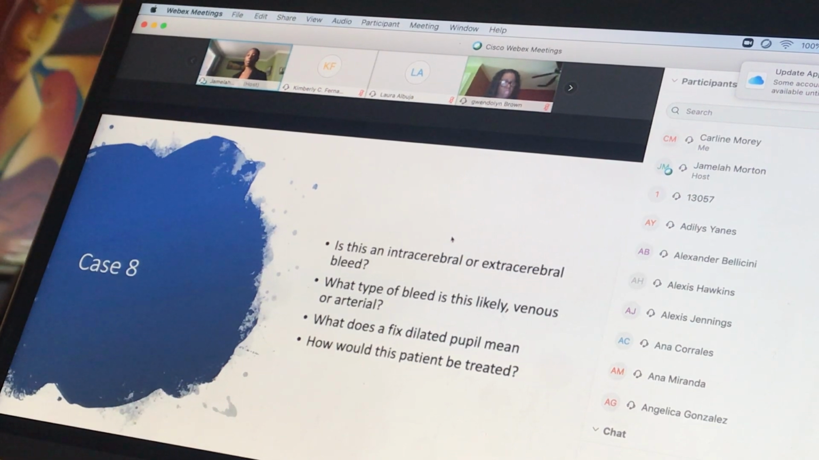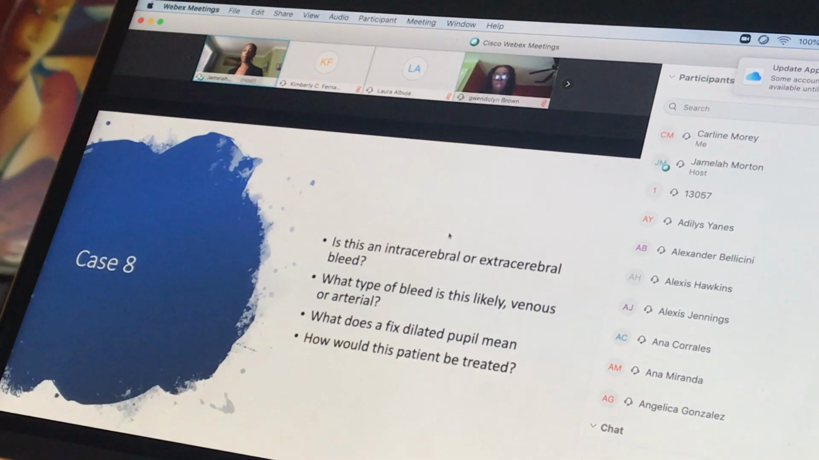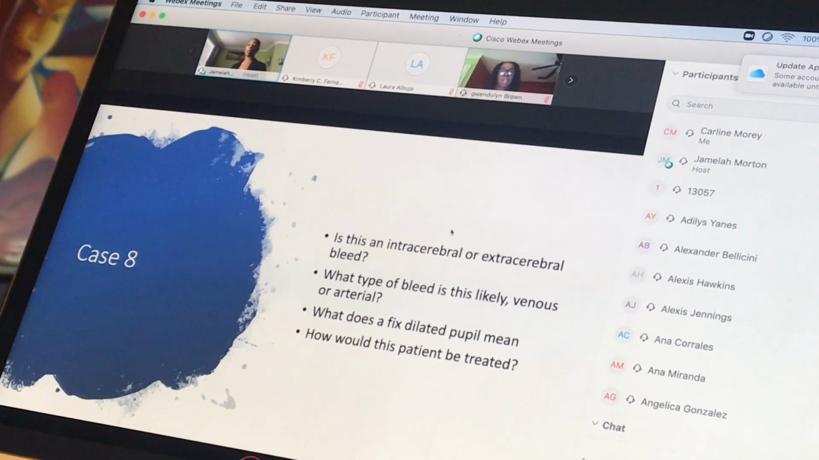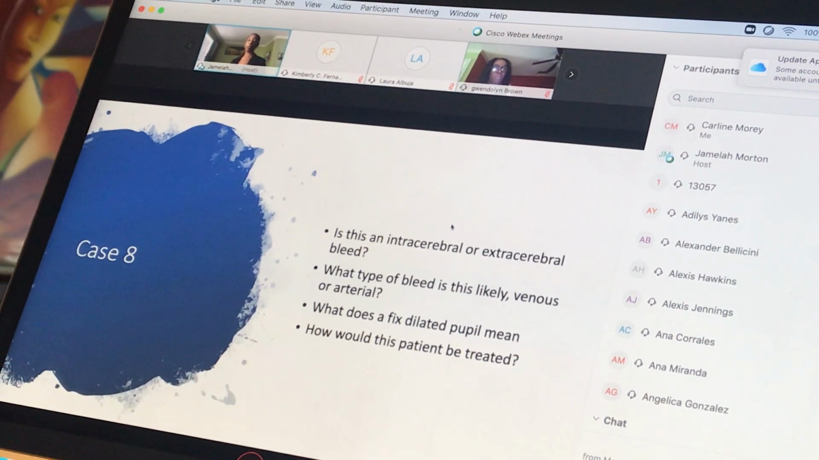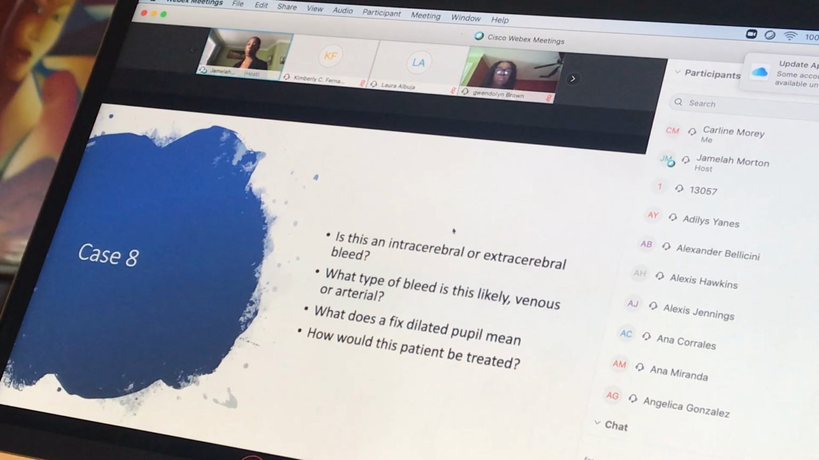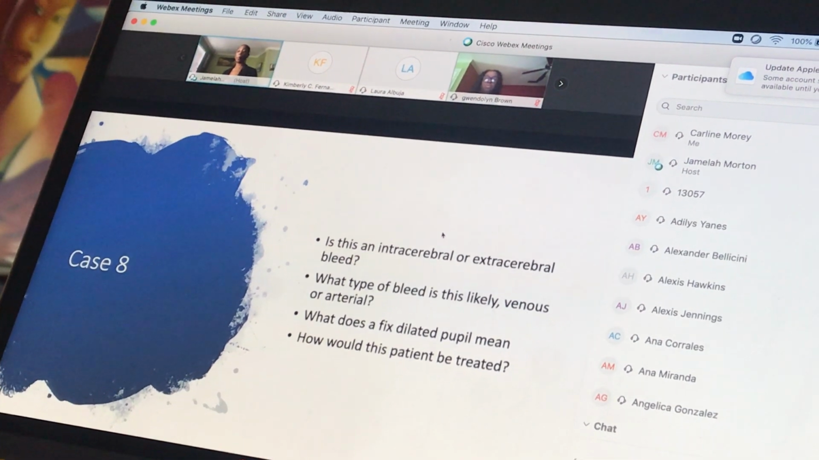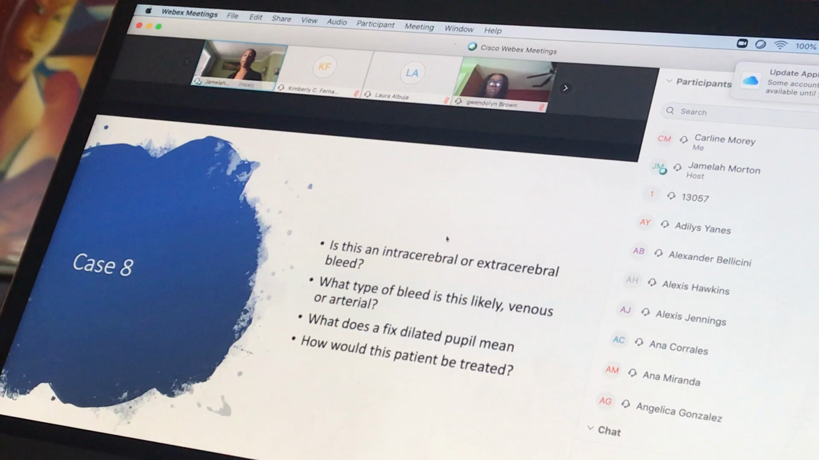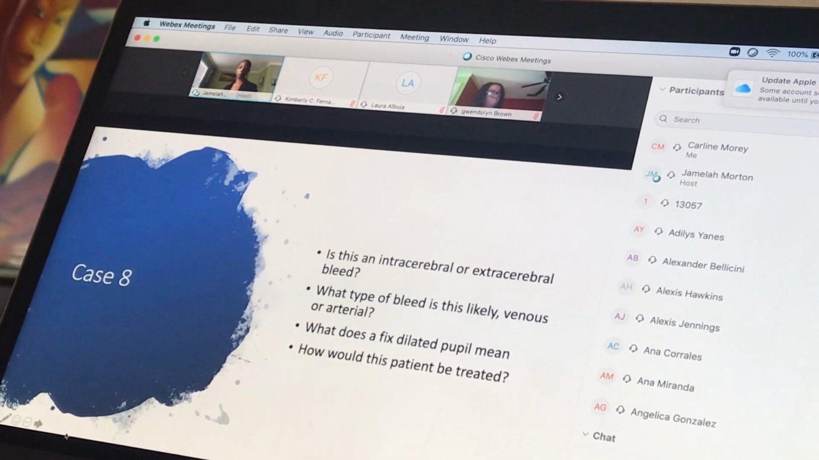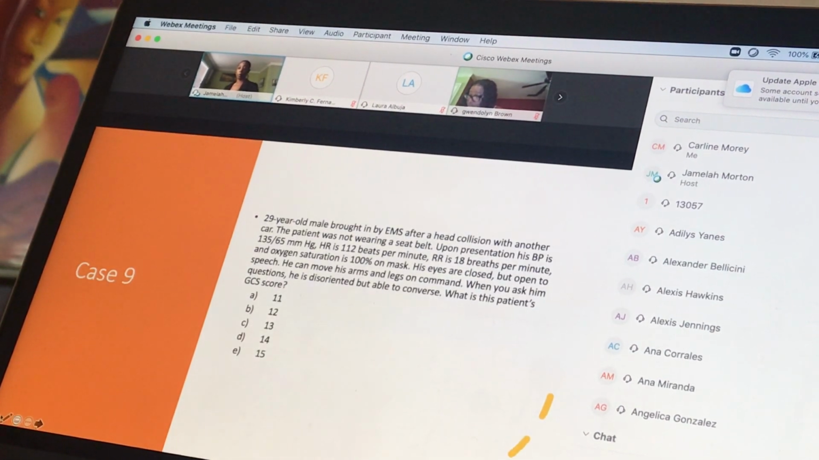What type of bleed is this? Is it venous or arterial? We said it was arterial. What does a fixed dilated pupil mean? It means that this patient has some uncus herniation. That means cranial nerve number 3 cannot innervate the pupil and it cannot cause the pupil constriction, so it's being compressed. Okay. And how would you treat this patient? Of course, you need a stat neurosurgery consult. And craniotomy.